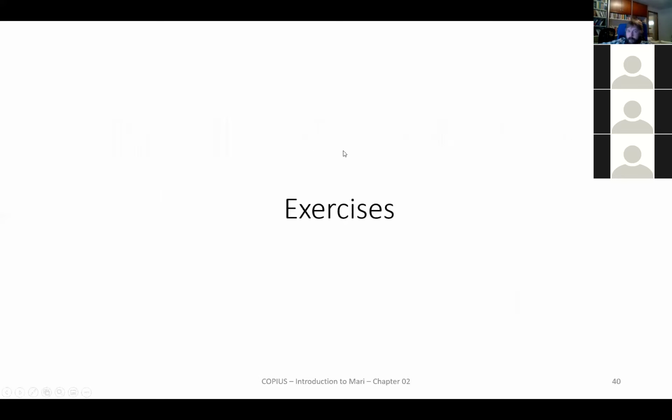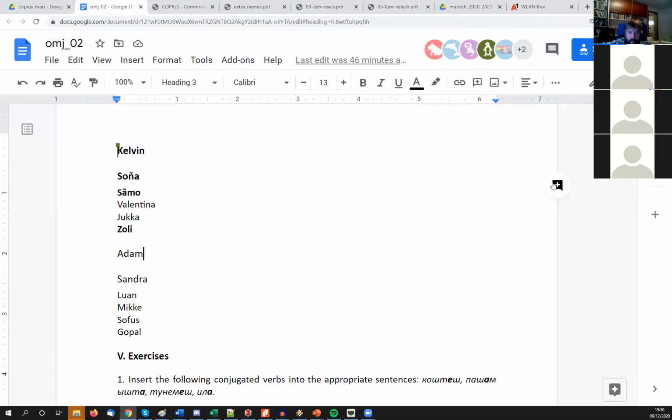Okay, so Samo says that the final unstressed O are very reduced and unrounded, Russian-like. Yeah. I don't know how much that is because of just the generational differences that we have and how much it might be about dialectal factors.